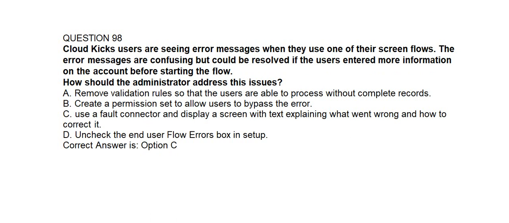Option A. Remove validation rules so that the users are able to proceed without complete records. Option B. Create a permission set to allow users to bypass the error. Option C. Use a fault connector and display a screen with text explaining what went wrong and how to correct it. Option D. Uncheck the end user flow errors box in Setup. Correct answer is option C. Use a fault connector and display a screen with text explaining what went wrong and how to correct it.